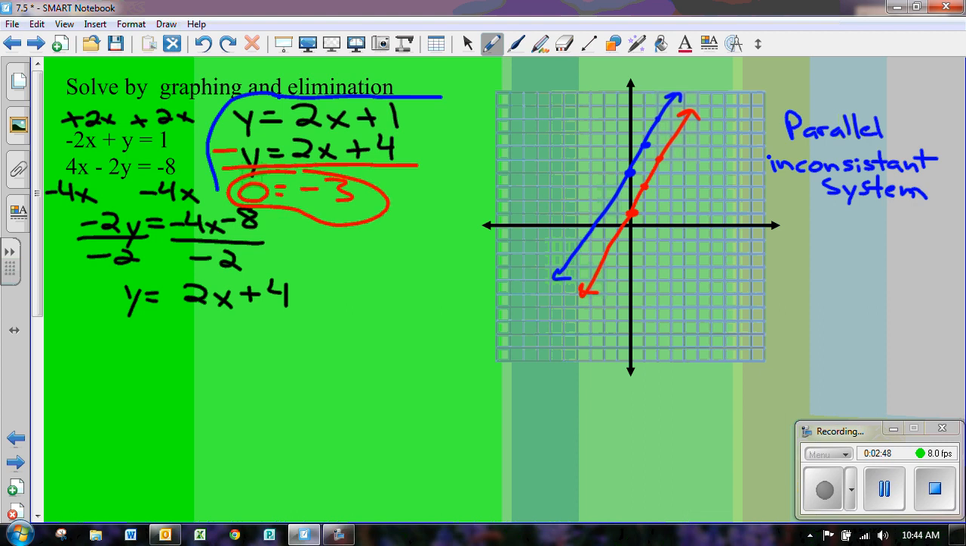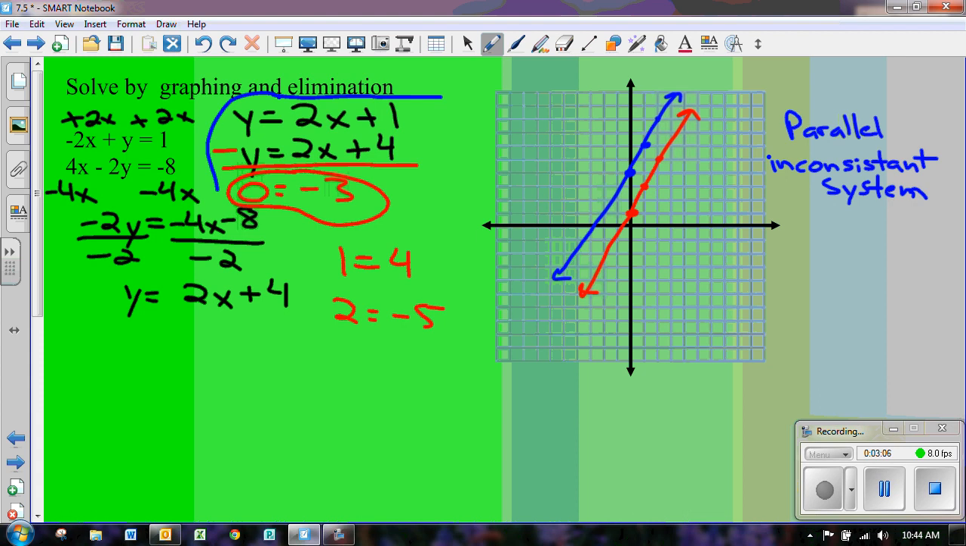So whenever you have something like 0 equals negative 3, or 1 equals 4, or 2 equals negative 5, where the left and right sides don't equal each other, that's considered an inconsistent system. And you know that you have parallel lines. So parallel lines, no solution.